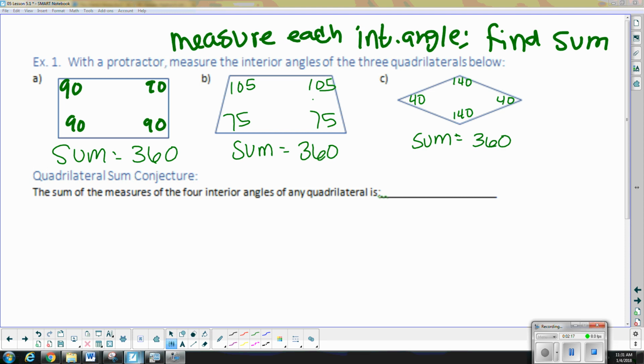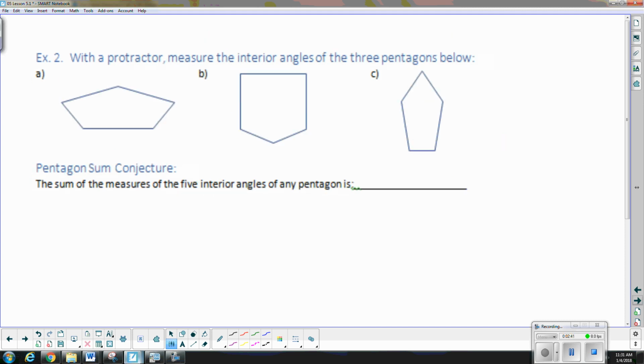The quadrilateral sum conjecture says the sum of the measures of the four interior angles of any quadrilateral is 360 degrees. Quad means four. So we know a triangle has 180, a quadrilateral has 360. Now let's look at pentagons.